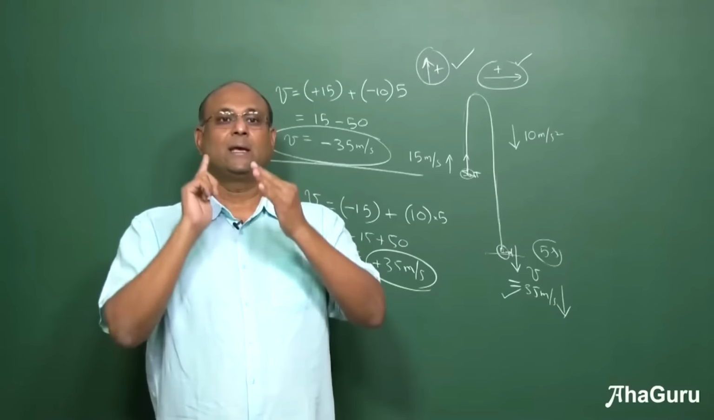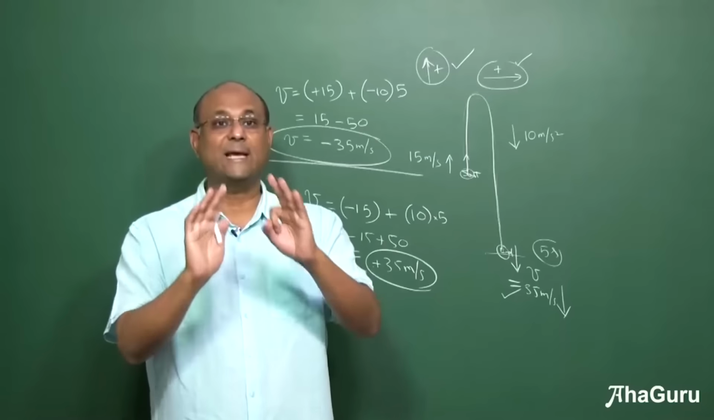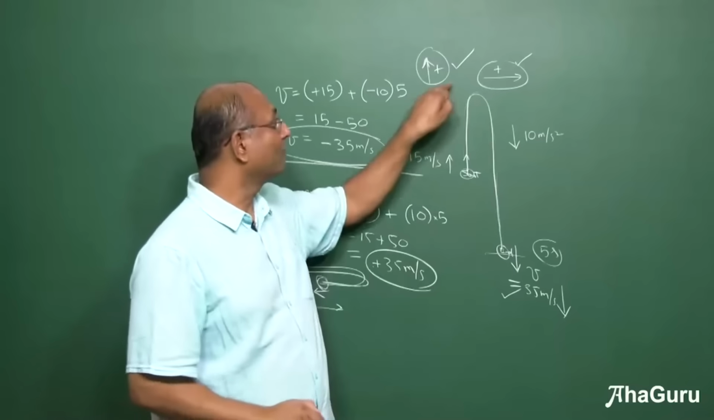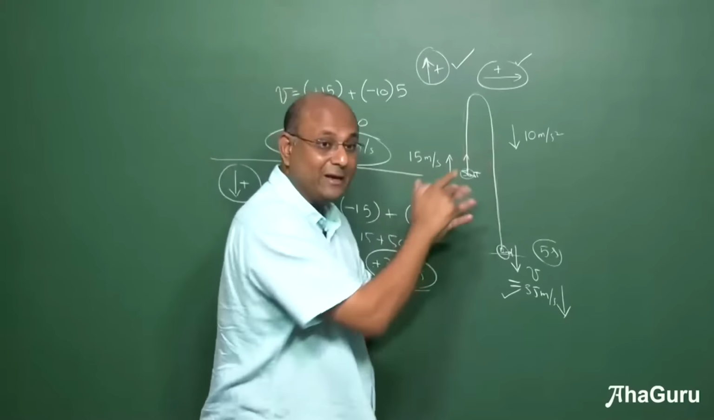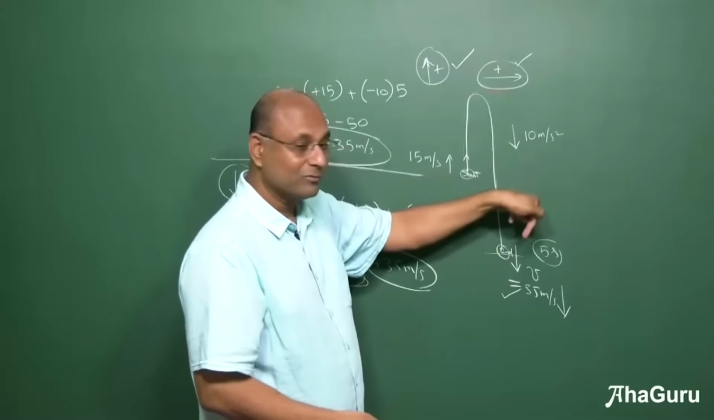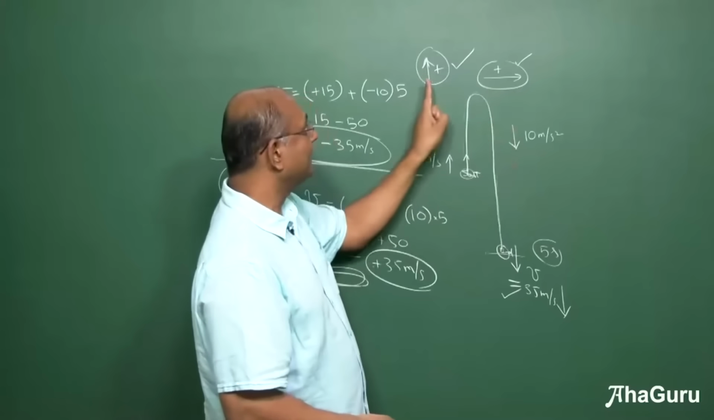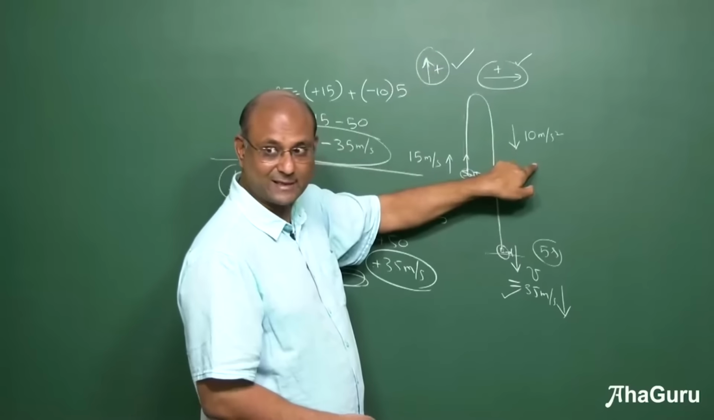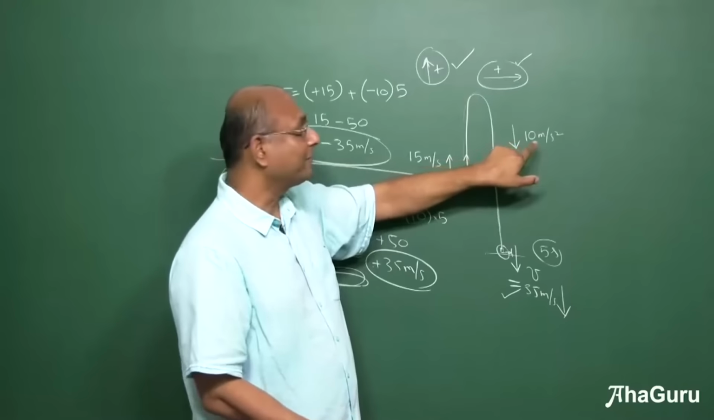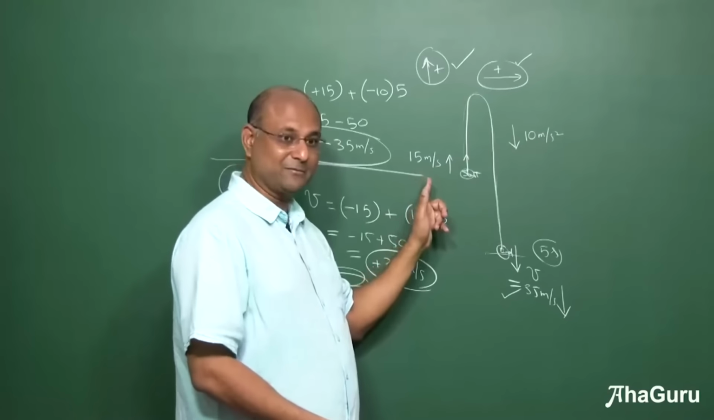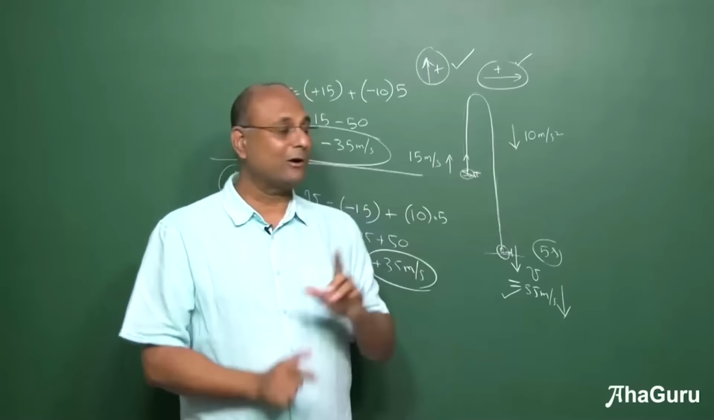U, V, A all have signs. The sign is what you choose as the positive direction plus whatever that thing already has. This A is down. So if this is down and you chose up as positive, this is minus 10. If you chose down as positive, this will become plus 10. But if this becomes plus 10, this will become minus 15. So you will have to basically take that into account.